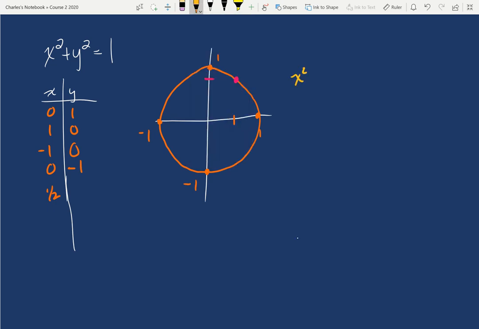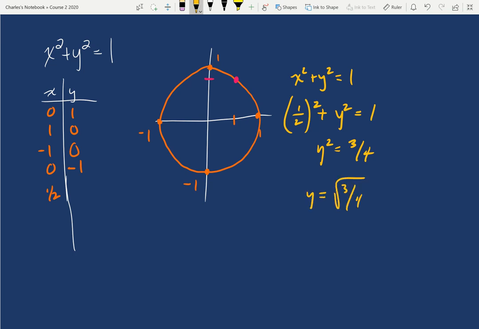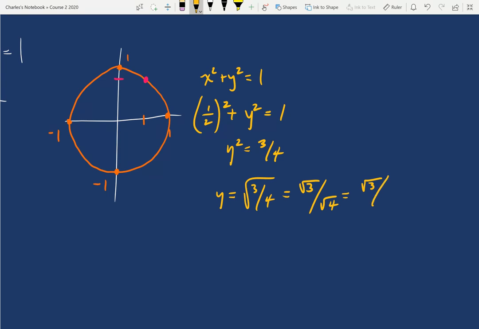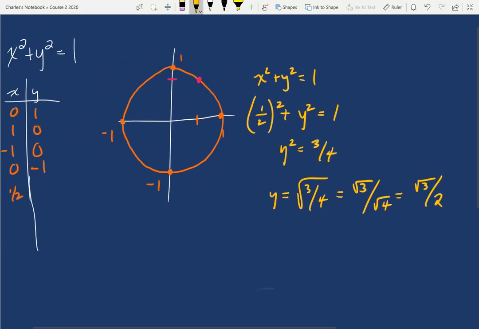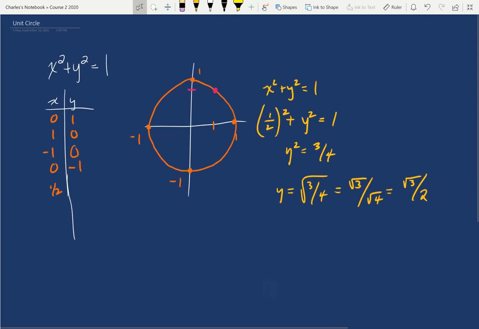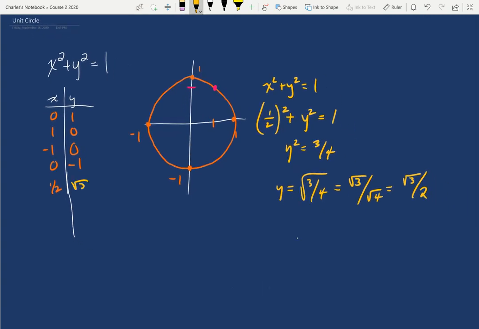Well, the equation is x squared plus y squared is equal to 1. So I can do 1/2 squared plus y squared is equal to 1, which means y squared is equal to 1 minus 1/4, which is 3/4. So y is equal to the square root of 3 over 4, which is the same thing as saying the square root of 3 over the square root of 4. And the square root of 3 is an irrational number, so I'm going to just leave it like that. But the square root of 4 is 2. So now we've got one more point with 1/2, and I could have the square root of 3 over 2. That's this point right there.